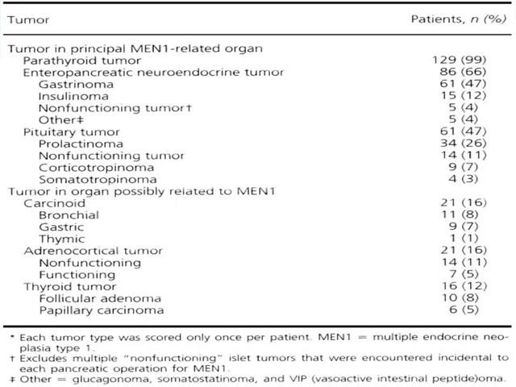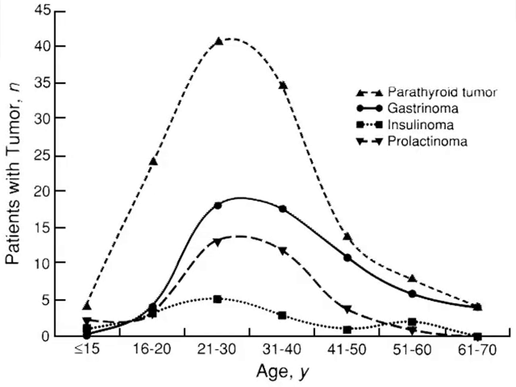So in this slide, it is the prevalence and the distribution, from most common to least common. It has been enumerated in detail. This graph shows very well that the most common is the parathyroid tumor, then gastrinoma, then insulinoma, and lastly prolactinoma.